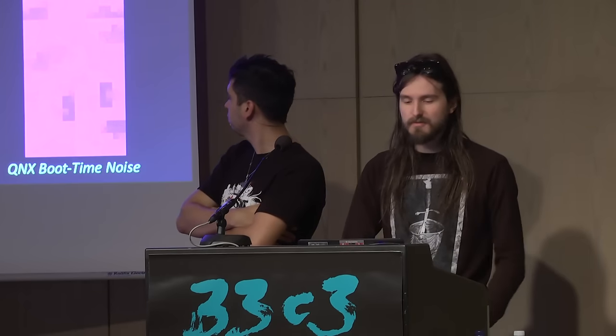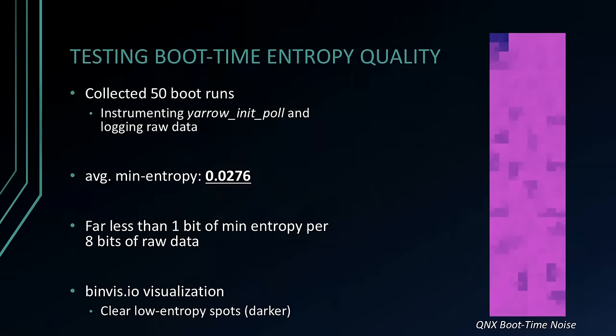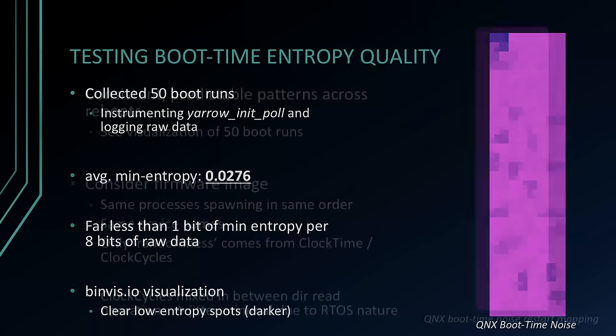And we collected 50 boot runs by instrumenting the random number generator and logging the raw data that was collected during boot time. And the average min entropy is 0.0276, which isn't good at all, because that means it has far less than 1 bit of min entropy per 8 bits of raw data, as you can see in the visualization on the right, where the dark spots are low entropy spots, with a particularly low entropy spot at the bottom left, or the top left, I mean.